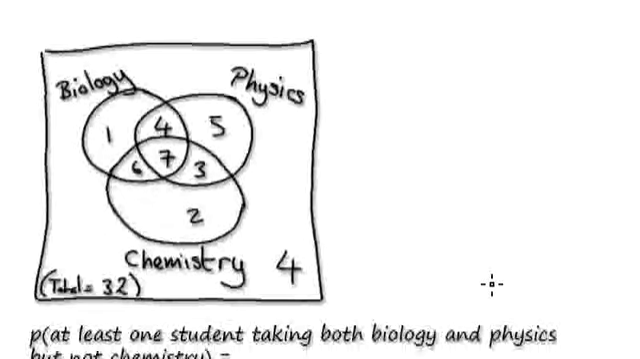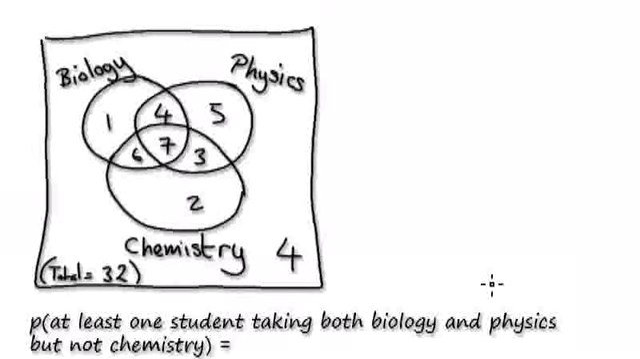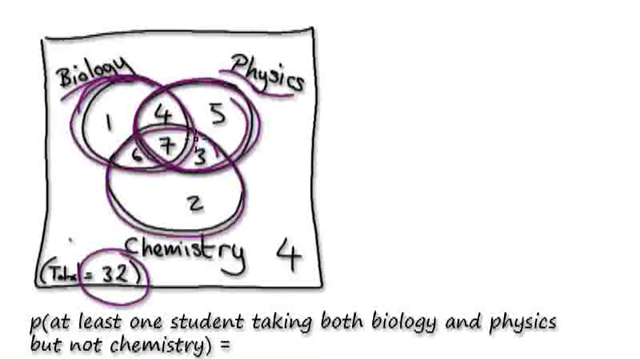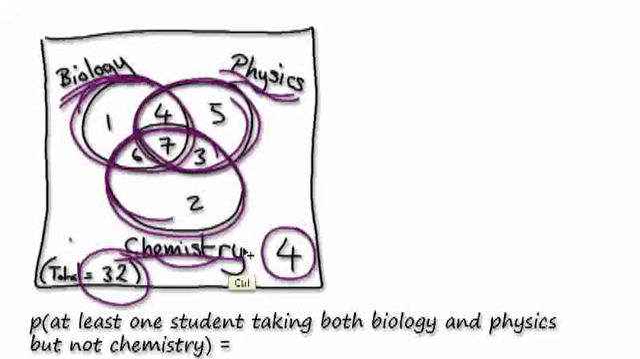Okay, let's see if you guys can do this Venn diagram problem. Let's say this diagram here represents everyone in your class. There are 32 people. All these people here take biology. All these people here take physics. And all these people here take chemistry. And there are 4 people who don't take physics, biology, or chemistry.